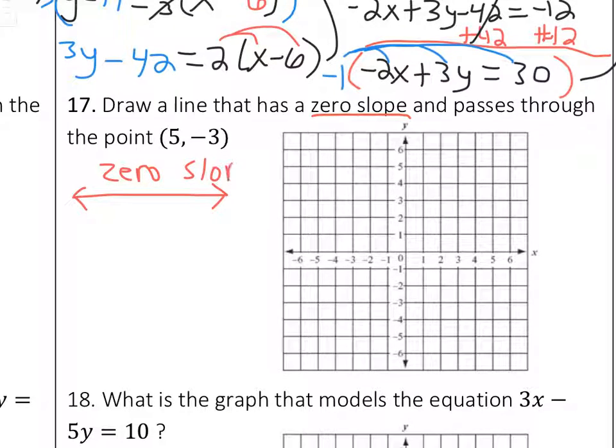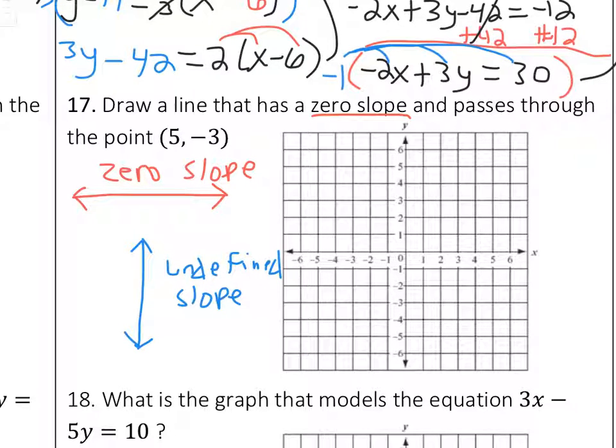Horizontal line means a 0 slope. And a vertical line means an undefined slope. All right, undefined slope. So it tells us to have a 0 slope.